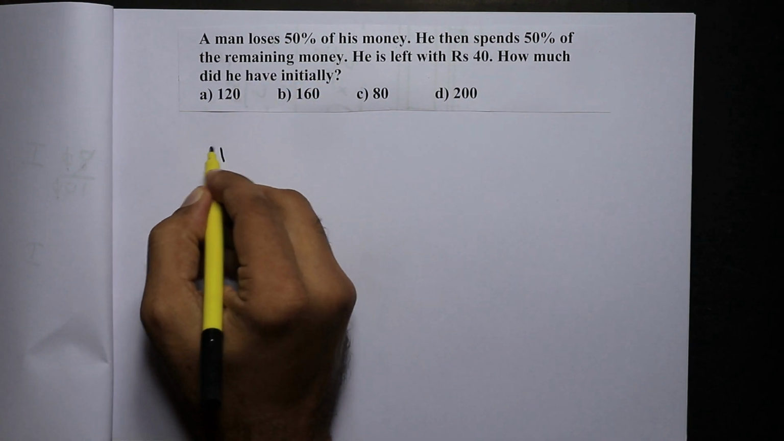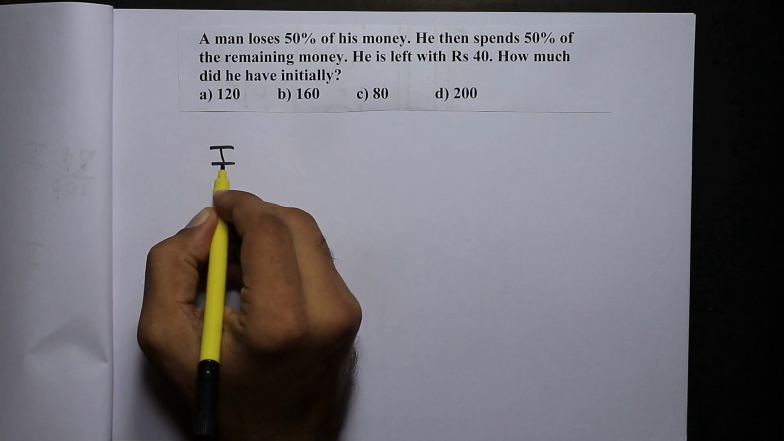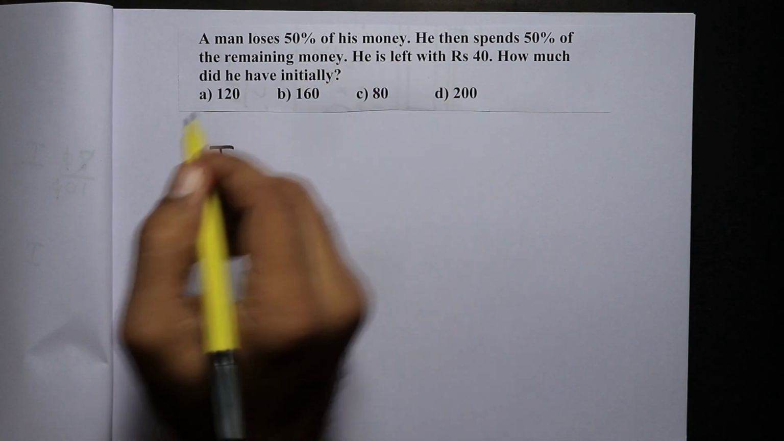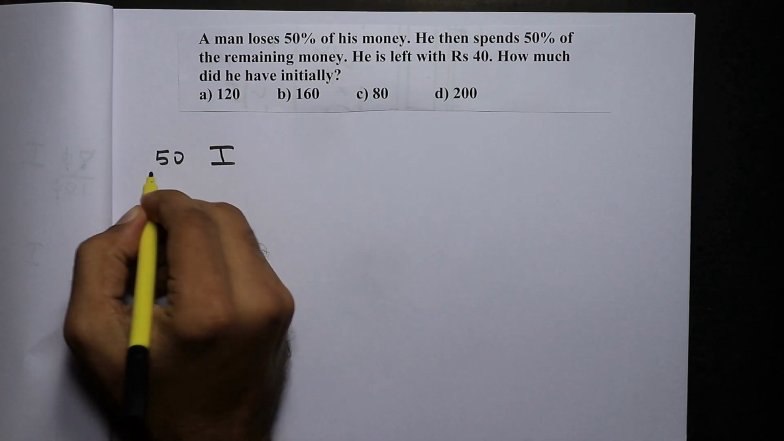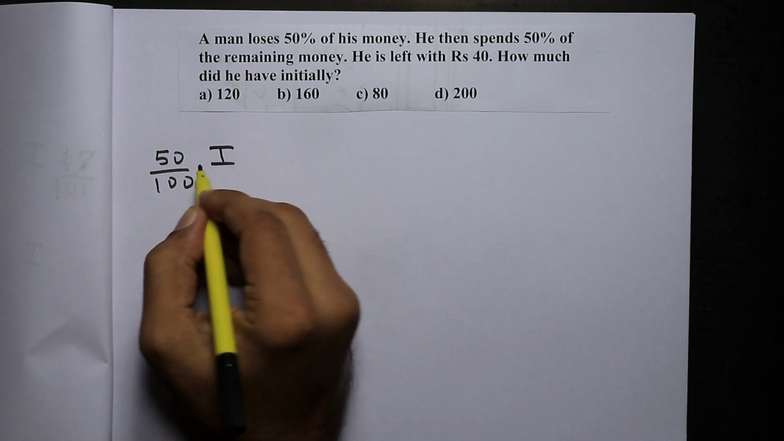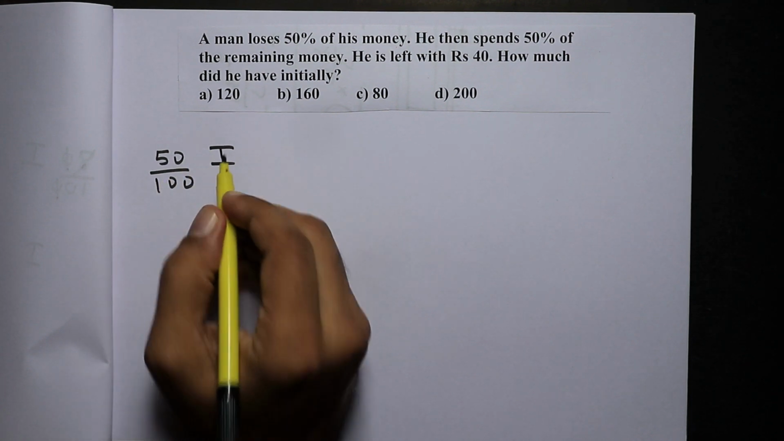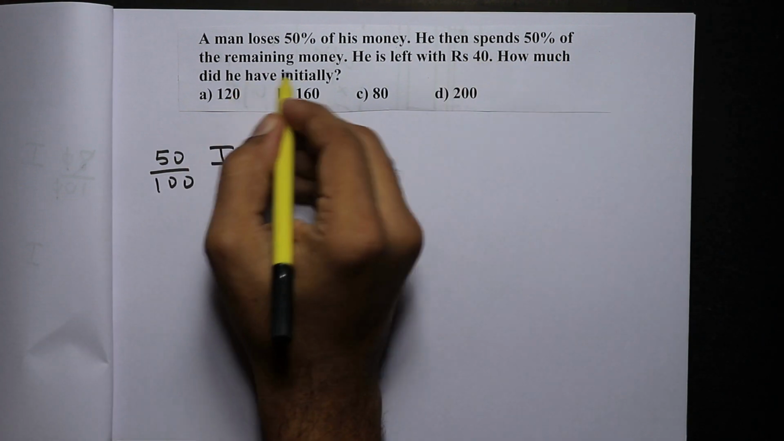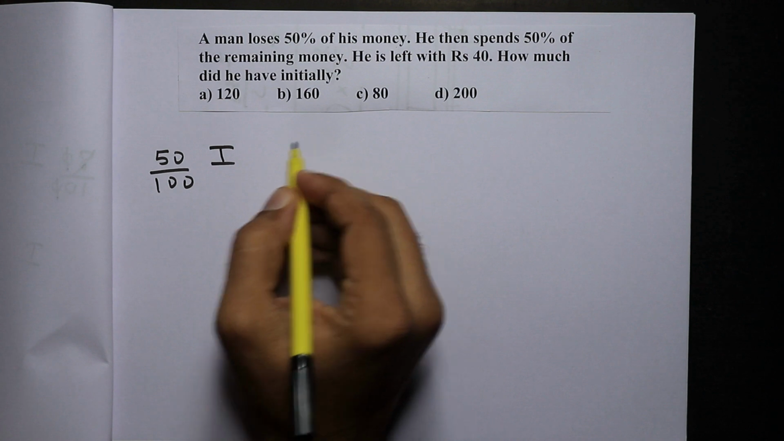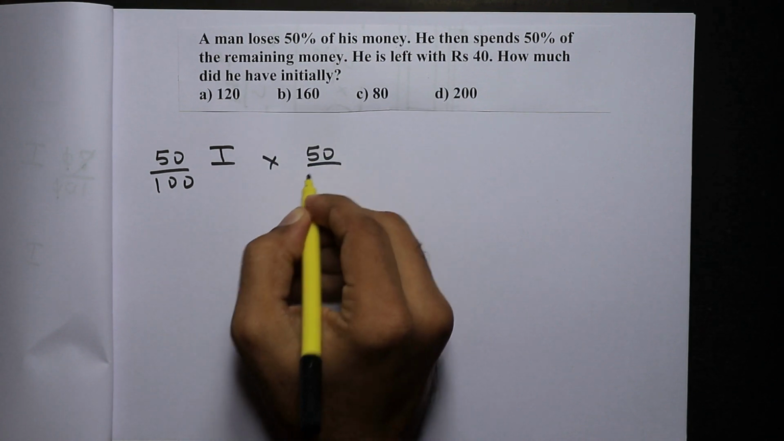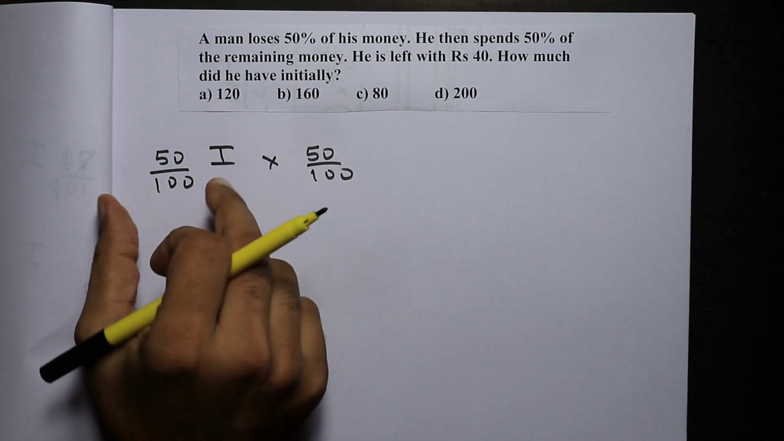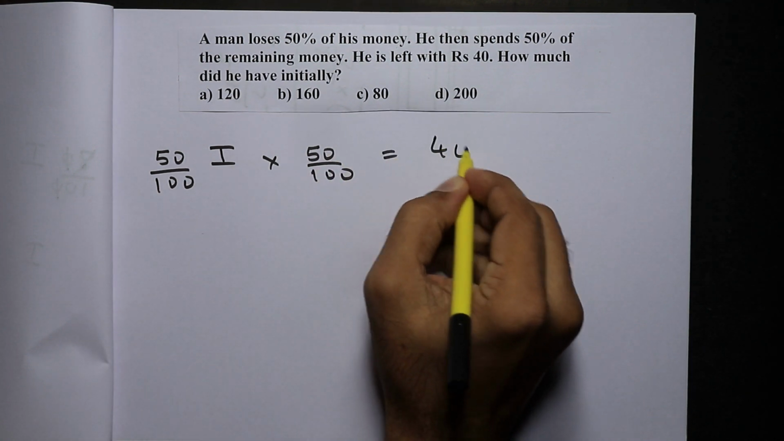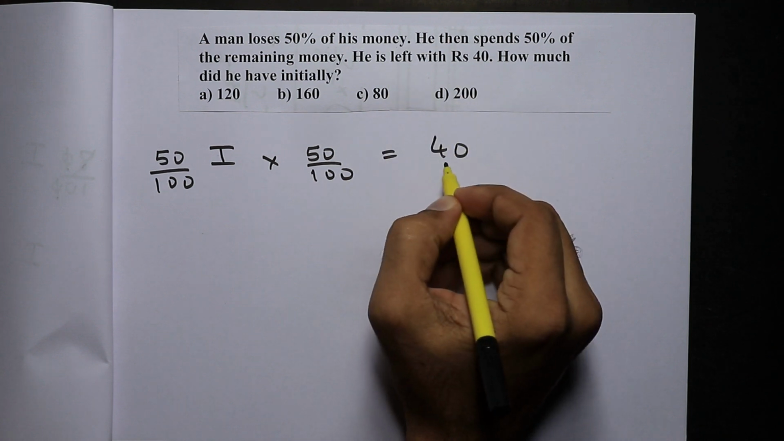So assume that initially the amount that he had is rupees I. He loses 50% of his money, so he'll be left with the remaining 50%. So after losing 50%, now he has the remaining 50% of the initial amount I. And of this, he spends 50%. So he is left with again the remaining 50% of this. He has spent 50% of this, so he has the remaining 50%. And this is equal to rupees 40. He is left with rupees 40.